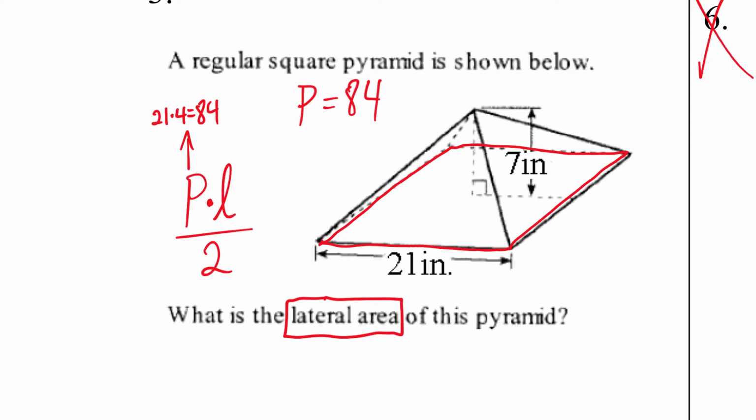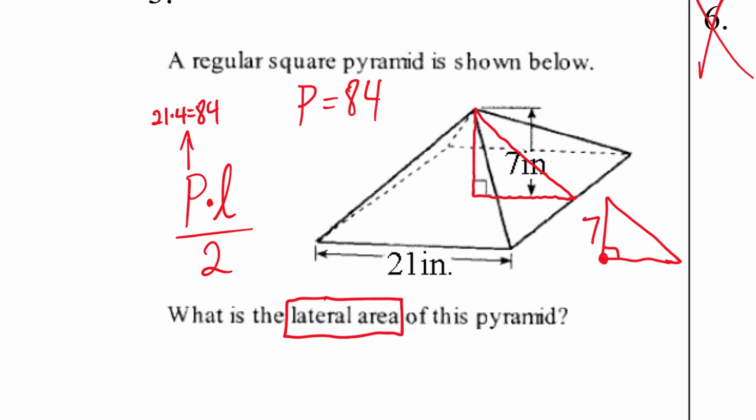Now for the slant height, the L is this right here. So we're going to have to use Pythagorean Theorem. On this triangle, this right here corresponds to this side, that's 7. How far is it from here to here? 10.5. Good, it's half of 21, which is 10.5.